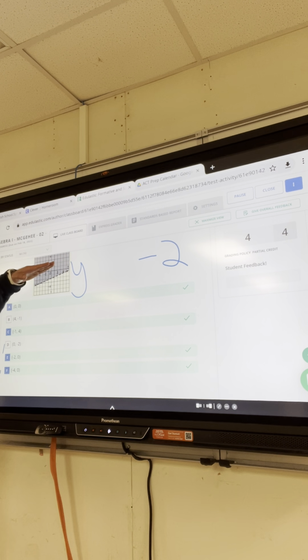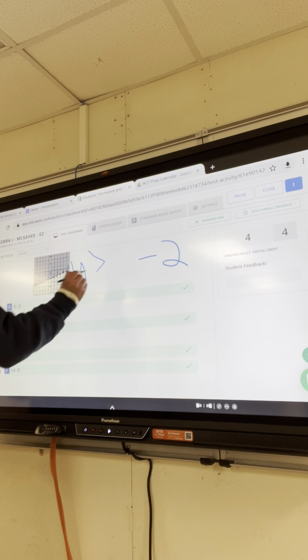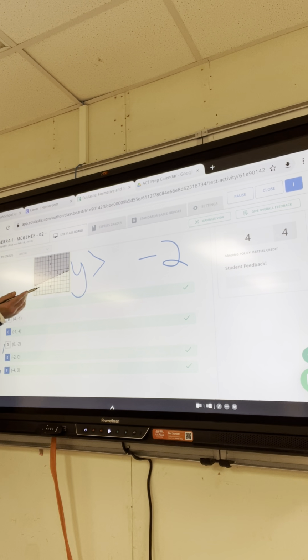So y, is it going to be greater than, less than, greater than or equal to, or less than or equal to? We got above a dashed line. Greater than, a dashed line. So we want what's above the line but not on the line. So y is greater than, now we need a slope.